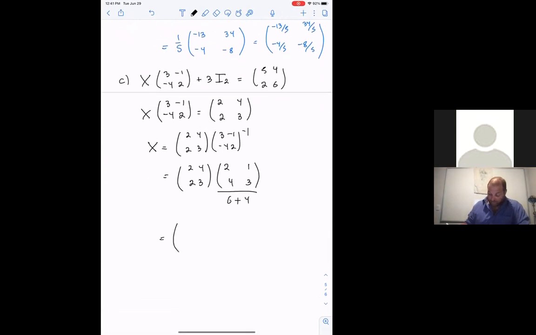So what do I get? I get 4 and 16 is 20. I get 2 and 12 is 14. I get 4 and 12 is 16. I get 2 and 9 is 11 over 10. So 2, 7/5, 8/5, 11/10 would be the answer to part C.